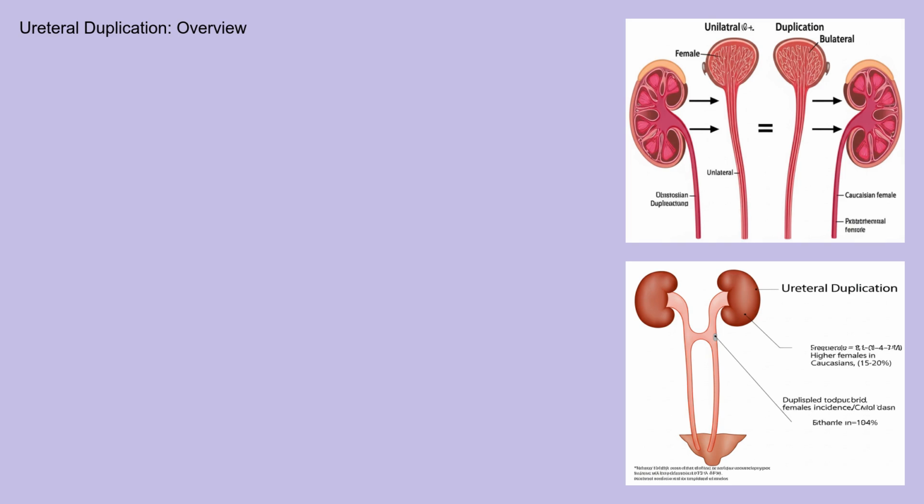Ureteral duplication is a relatively common congenital anomaly of the urinary tract. Estimates suggest that it occurs in approximately 1% to 4% of the population. It's more frequently found in females than in males, and it's also more common in Caucasians. Bilateral ureteral duplication, meaning both kidneys are affected, occurs in about 15% to 20% of cases. It's important to remember that many individuals with ureteral duplication remain asymptomatic throughout their lives and are never diagnosed. The actual prevalence may therefore be higher than reported in studies that focus on symptomatic individuals.